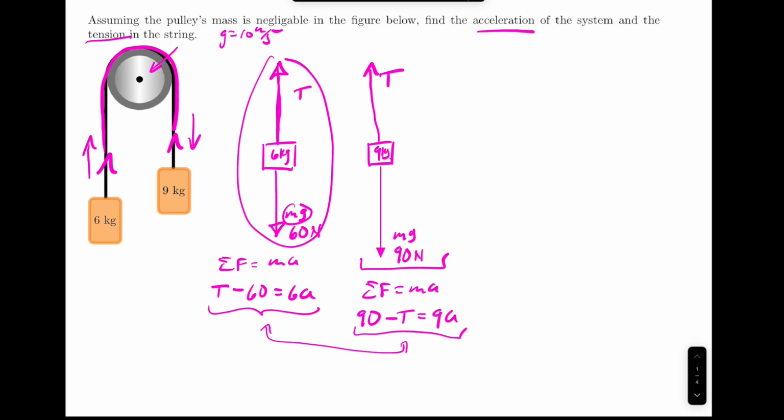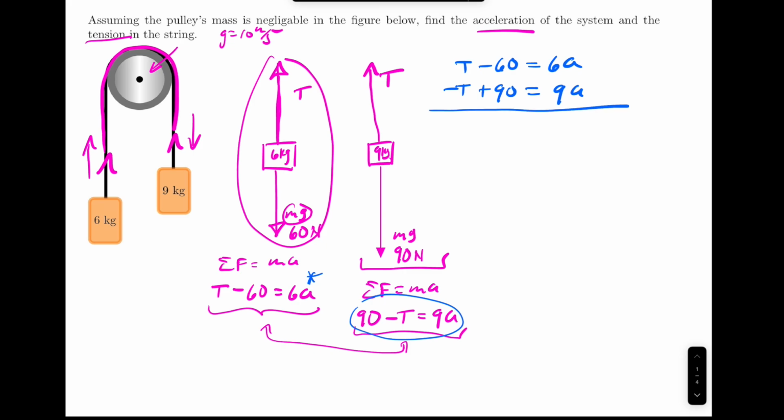So let me rewrite them over here. The first one, this one, is T minus 60 is equal to 6a. The second equation, that's this one, I'm going to write the same equation, just switching the terms. Negative T plus 90 is equal to 9a. I didn't change anything. I just wrote the tension term first.